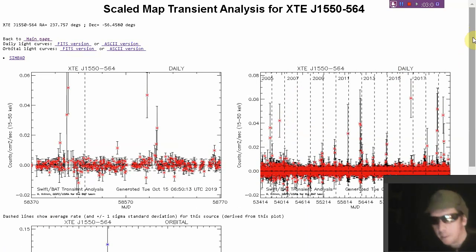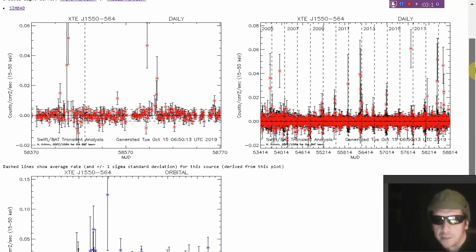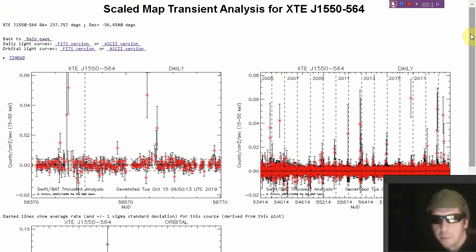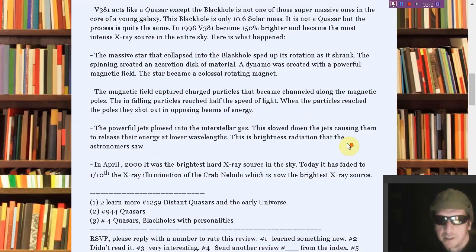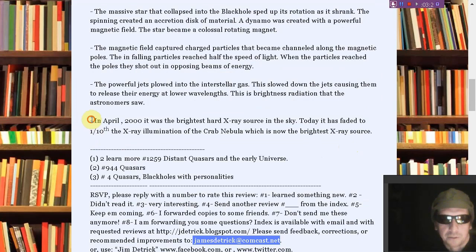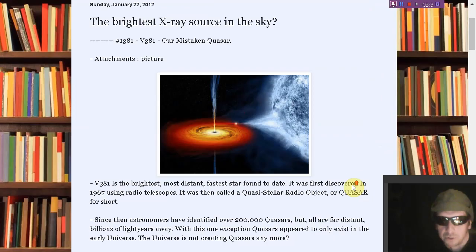Now let's talk about another thing with a catchy name, XTEJ1550-564. Now, we do watch the transients of this, and some people watch it harder than others, with good reason, as this object used to be the strongest X-ray source in the sky until 2000, when it suddenly faded, leaving the Crab Nebula as the brightest X-ray source.